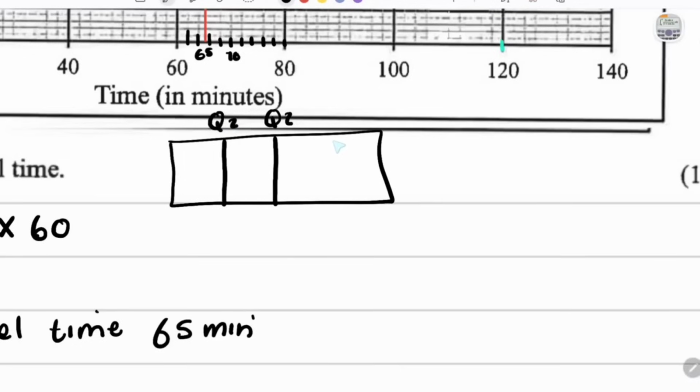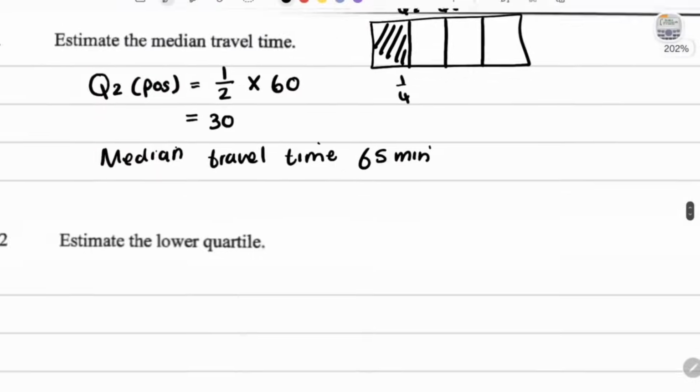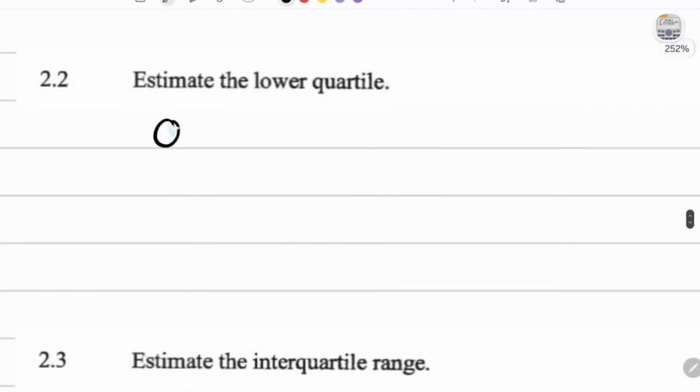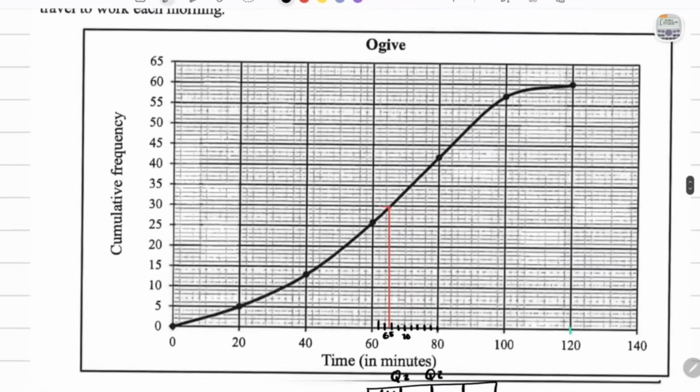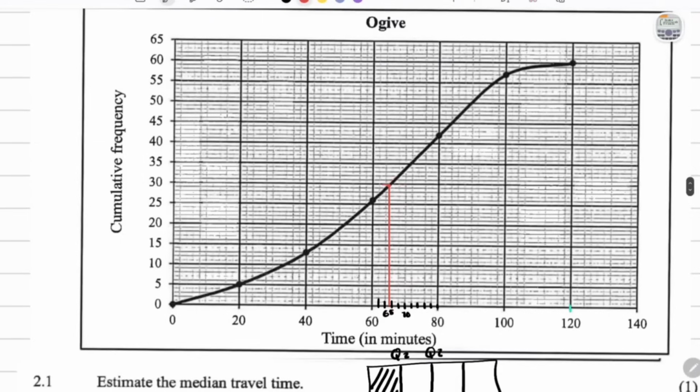When we look at this, it's really just a box that's cut into 4 parts, so this is 1/4 of this entire box, 1 out of 4 parts. So that is at a quarter of your data set. To find the position of the lower quartile, Q1, we say 1/4 multiplied by the total number of people, which is 60 people. 1/4 times 60 will give you 15. It's half of 30. So on our ogive, we are going to go to 15, and that's Q2.